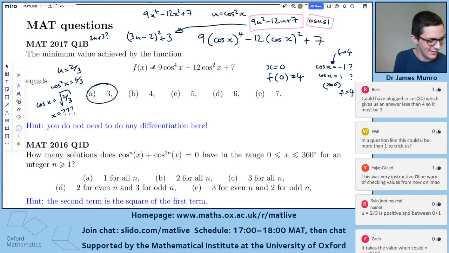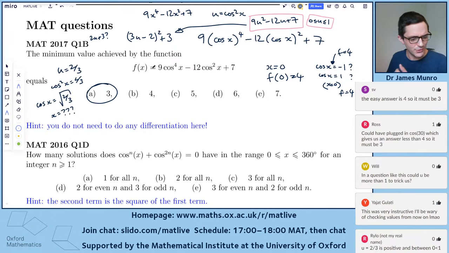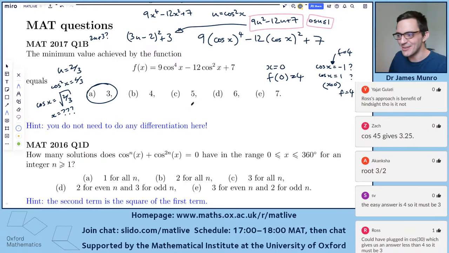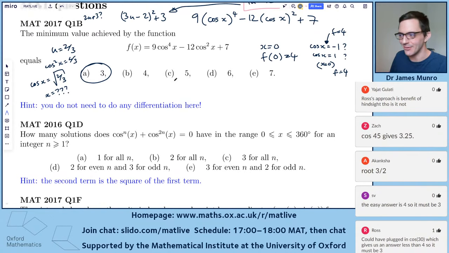It is root 3 over 2. Thank you, Exana. Okay. Ooh, cos 45. People are plugging in all sorts of values now. Once you know the answer, finding the method is easy. Right. We don't know if Ross's approach is benefit of hindsight or not. Might be hindsight, might not be. Who knows? Right. We didn't do any differentiation. Really don't want to do any differentiation today.